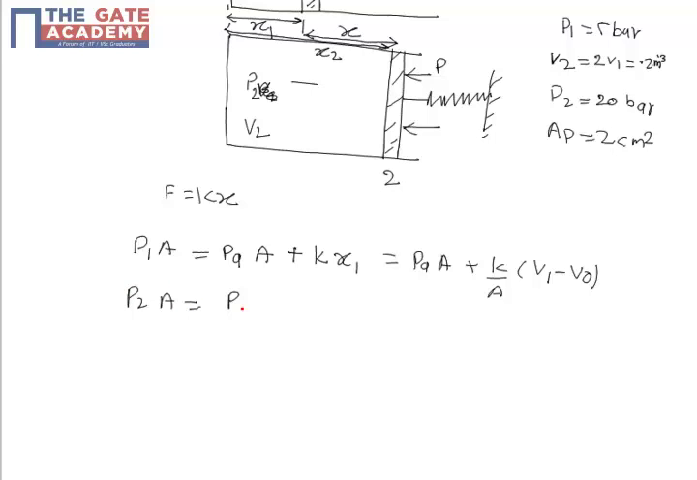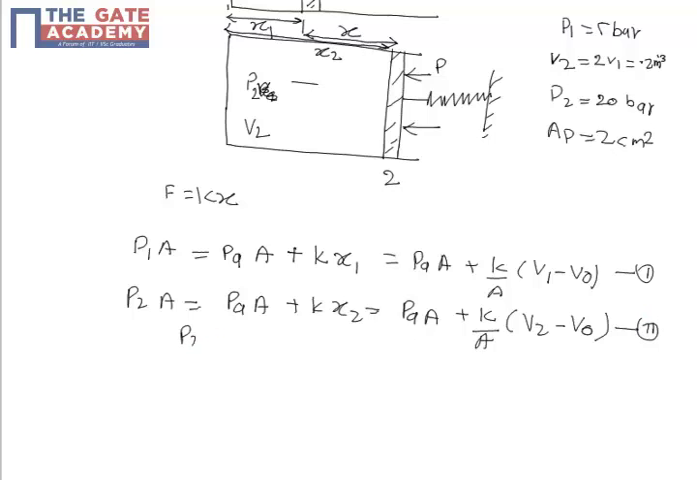P2 A is equal to P atm into A plus K X2, which is equal to P atm into A plus K by A into V2 minus V0. Very good. Now suppose this is equation number 1 and this is equation number 2. With the help of equations 1 and 2, we can find that P2 minus P1 is equal to K by A square into V2 minus V1. So all these values are given. Now from here we can find out the value of K.